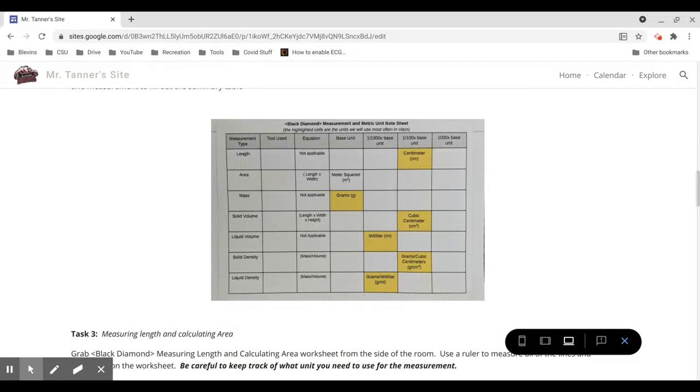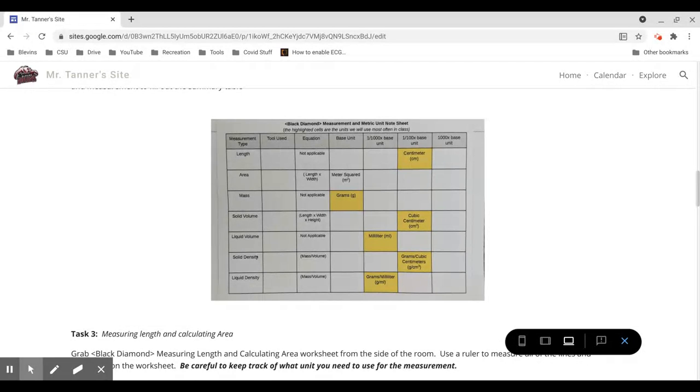Task number 2 is a summary table of those notes. So it talks about the different measurement types, including length, area, mass, solid volume, solid density, and liquid density. It talks about the tool that you would need to use to measure them. So, for example, for length, you would use a ruler. Same with area and solid volume. Mass would be a scale, and then liquid volume, you would need a graduated cylinder.